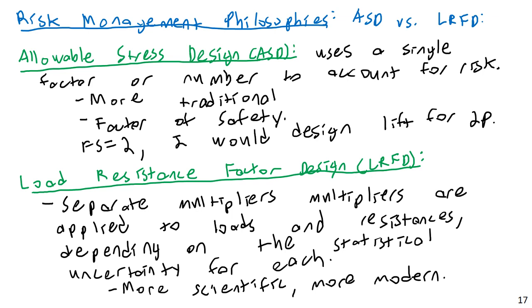But all of the new codes, all of the recent codes in the last 10 years have had LRFD approaches baked into them. So if you're designing steel, you'll be using the steel manual. It's mainly entirely based on LRFD now. Same thing with the ACI concrete manual. All of these now employ LRFD.